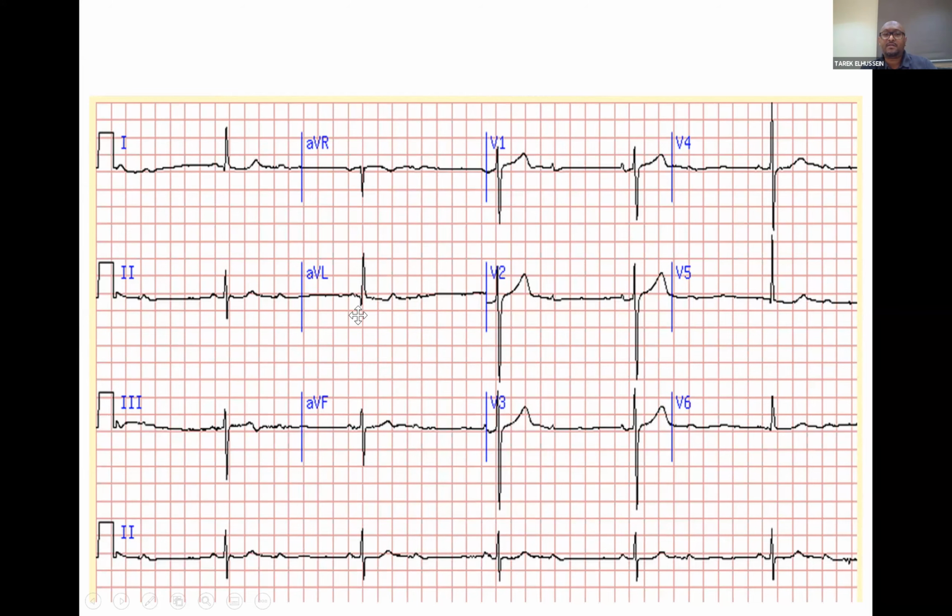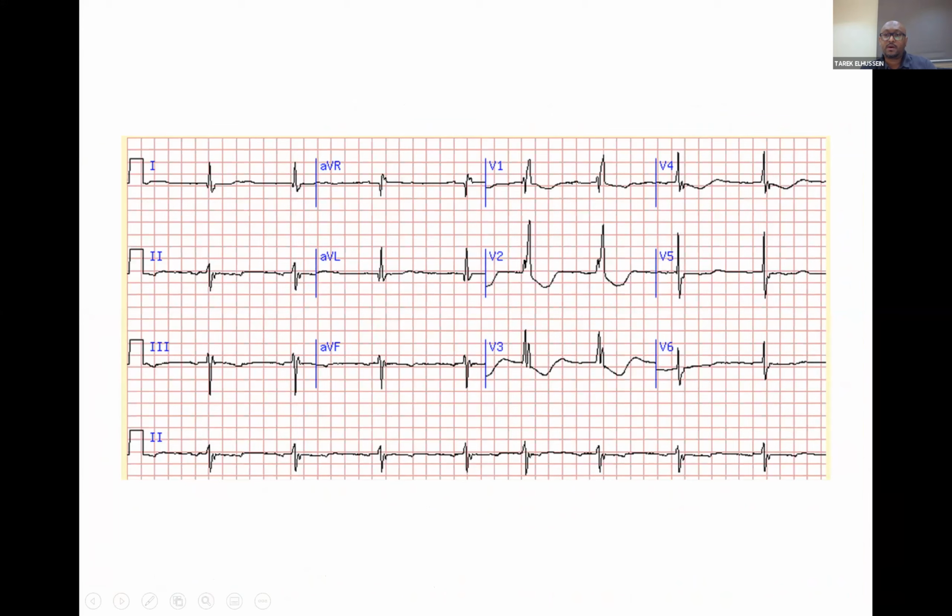So what could be another differential for a tall QR, with an R wave more than 10 millimeter in AVL? It is LVH. If I summate this with the S wave here, applying the Cornell criteria, it's positive for LVH. Or if I do the Sokolow-Lyon criteria, by adding the S wave here and the R wave here, also it will be greater than 35. So this is LVH. So that's a sinus rhythm, there is 2 to 1 AV block, and there is LVH with a baseline artifact.